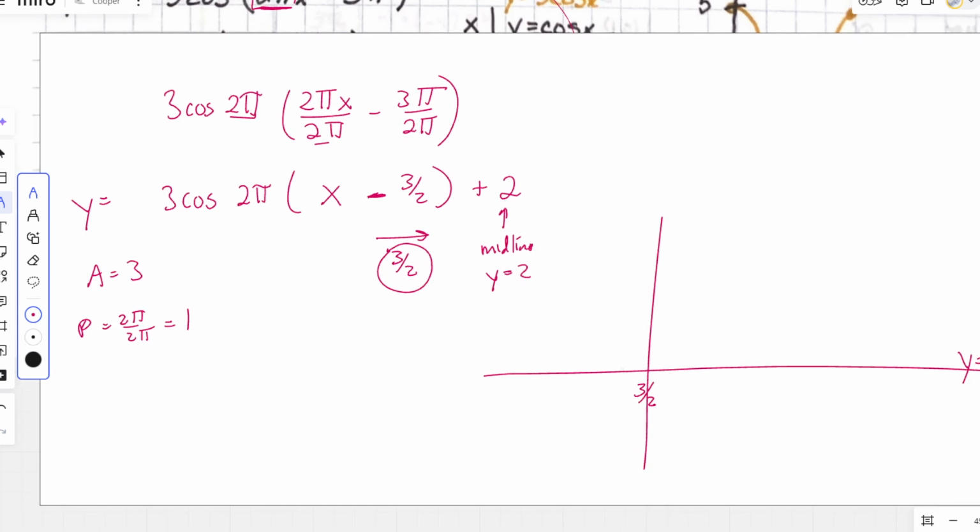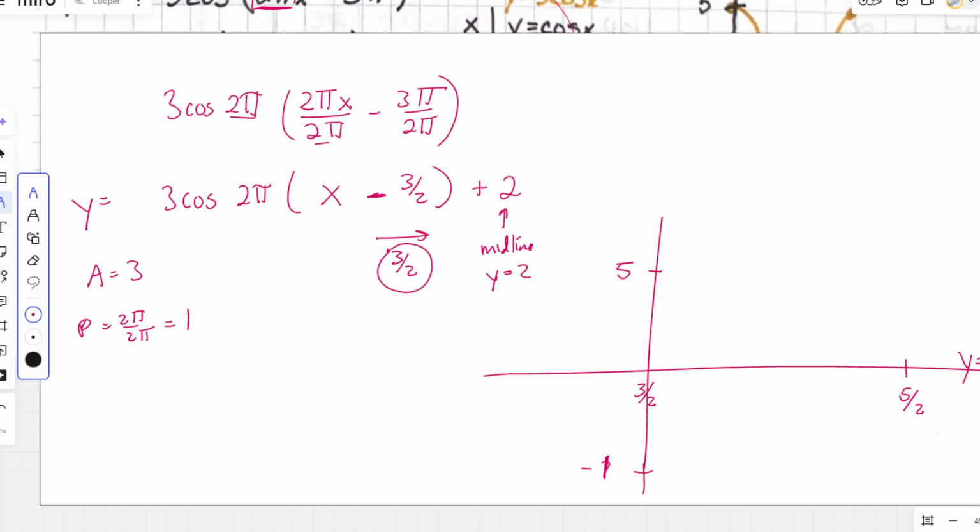My amplitude is 3, but I don't want to just go saying up 3, down 3. Right? I don't want to just say 3 and -3 because my midline is at 2. So 3 up from 2 is 5, and down 3 is -1. Okay. The other thing I don't want to do, this period's 1, so I might just go 1, right? Sometimes that works only if we're starting at 0, but since we're already starting at 3/2, it's 3/2 plus 1, which is 5/2.